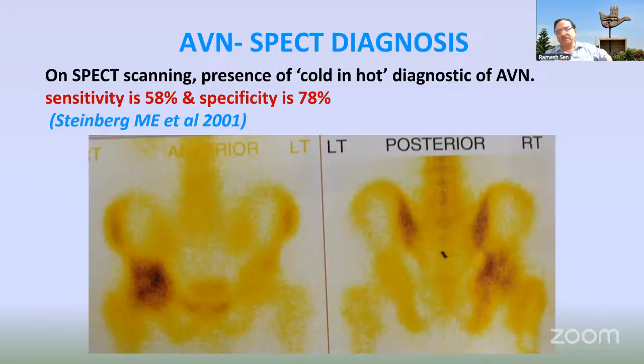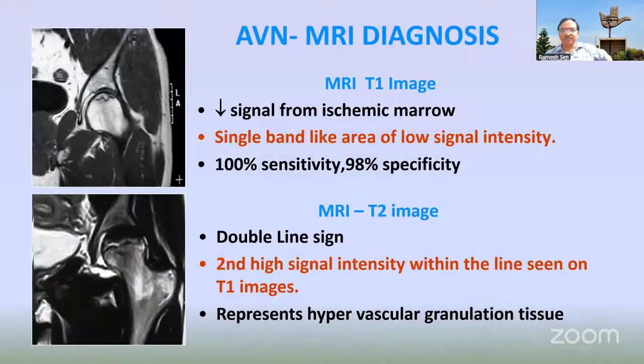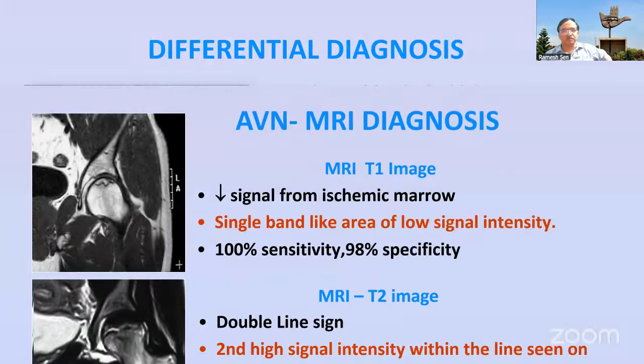We all know about nuclear scanning. It is there. The problem with nuclear scan is its sensitivity is not very high and specificity is not to the extent of expectations. But we all appreciate it is the MRI which looks like an essential investigation, not only to diagnose early, but to eventually stage the lesion also, whether we get a single band in a T1 image or we look at the second high intensity signal in the T2 image.